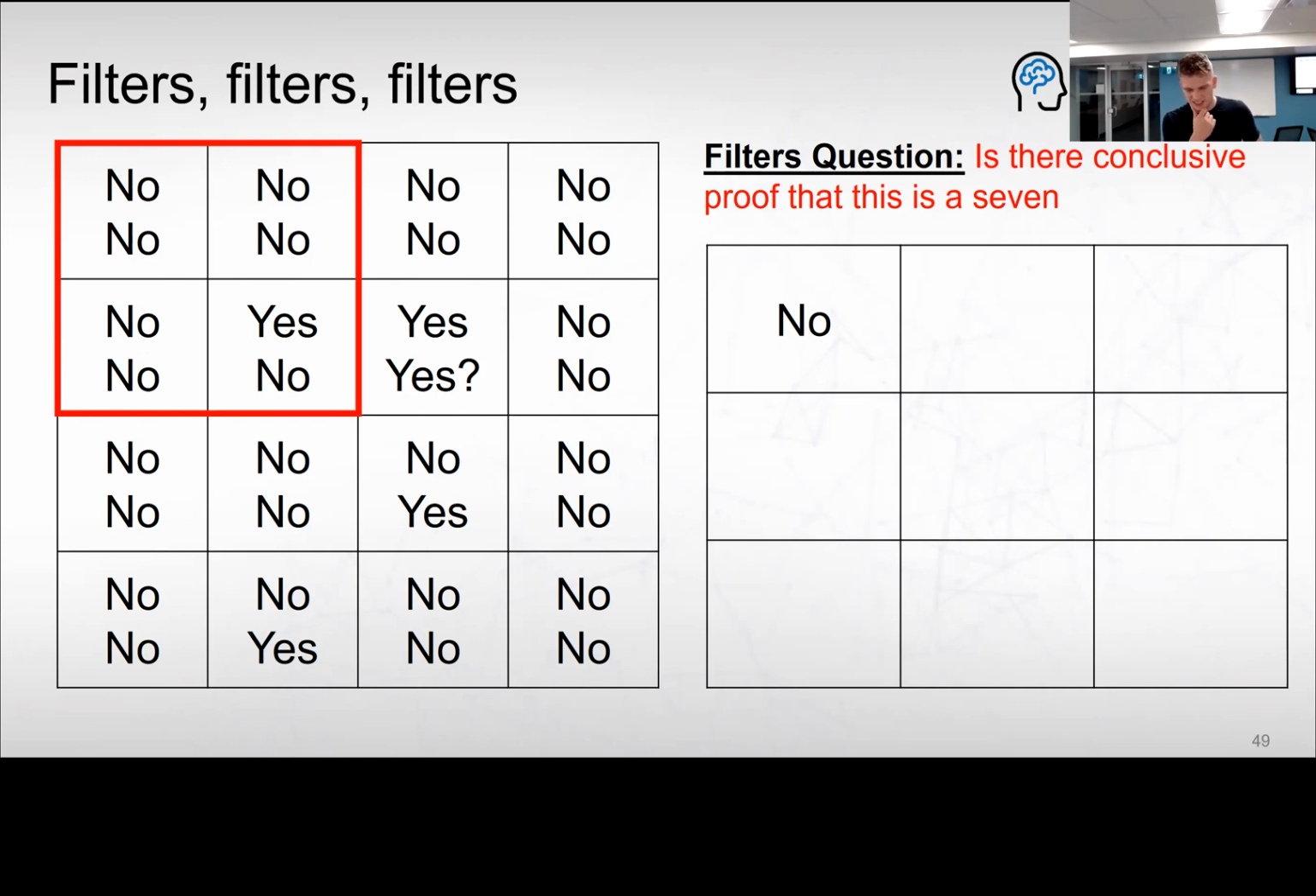Doesn't really mean there's a 7, is there? Could be any number. It could be a 5. 5s have horizontal lines in them. 2s have horizontal lines in them. There's a bunch of numbers with horizontal lines in them.